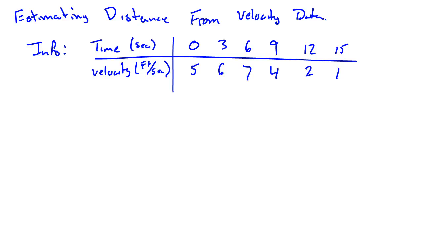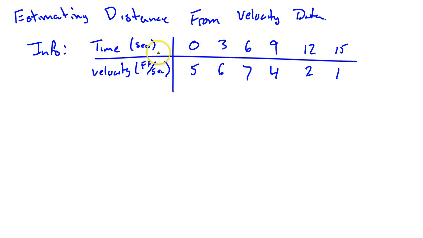All right, I want to look at something seemingly a little different, but yet it turns out to be very similar to estimating areas. I want to actually estimate distance traveled given some information about velocity. So I've got a table here where something has been moving and we've recorded some data about it.